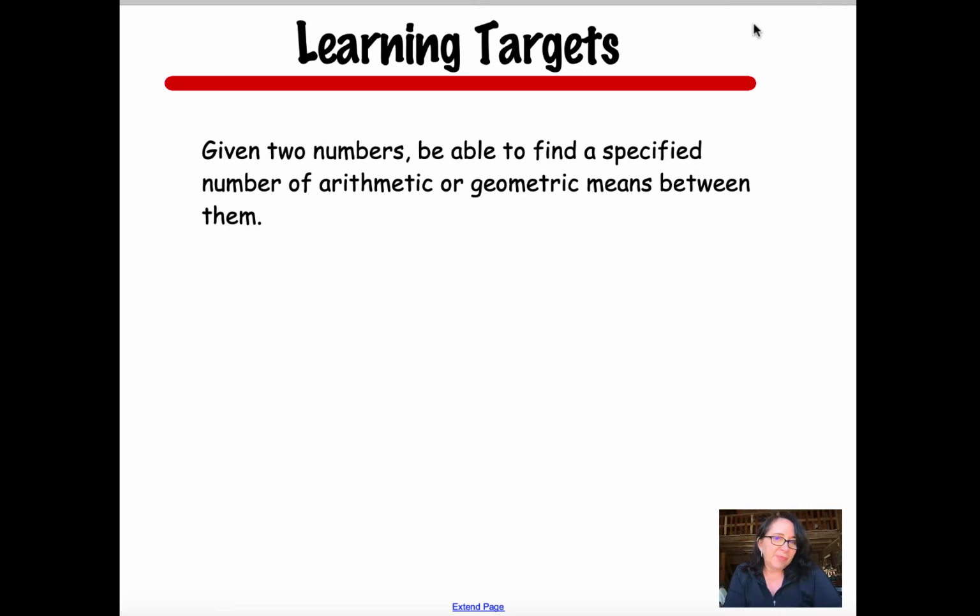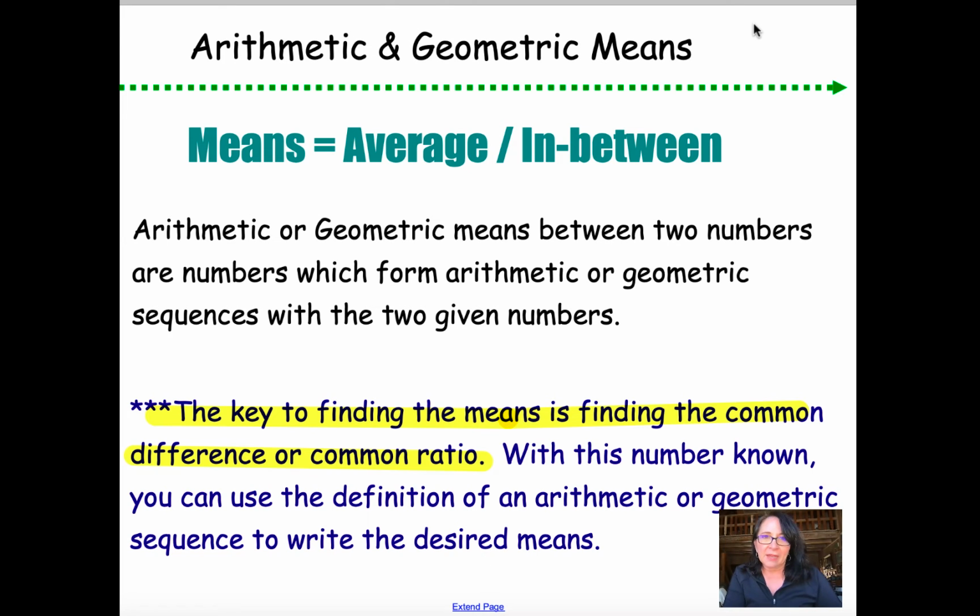Learning targets. Given two numbers, be able to find a specified number of arithmetic or geometric means between them. Basically a mean is an average or in between. And the key to actually finding the means is basically to find the common ratio or the common difference. So if you know these numbers, then you can fill in between, and so that's what you're trying to do.